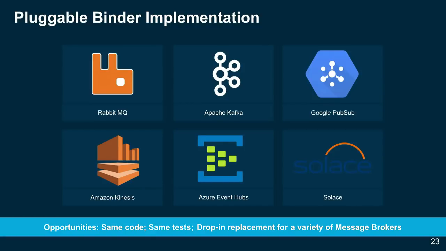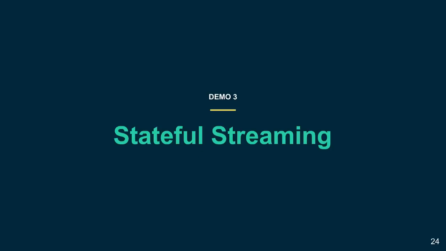And the opportunities, again, building upon the same trend. So the same code, same test, you just drop and replace by swapping out a dependency in your POM or Gradle file, and you will write and receive data from a variety of different brokers. So to continue on this, I want to show a quick demonstration of how someone can build stateful streaming workloads in Dataflow.